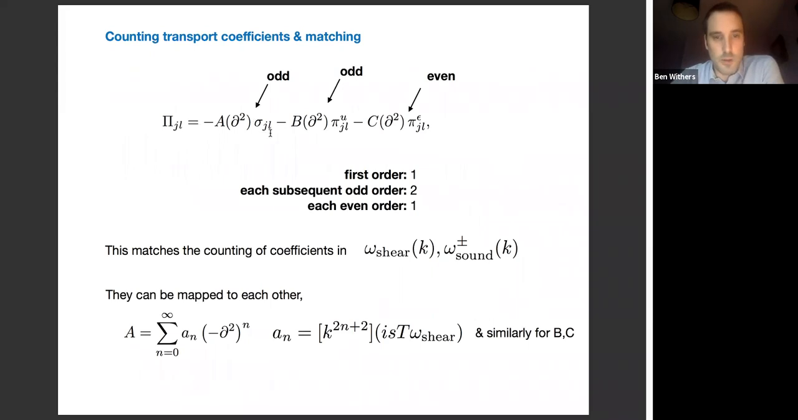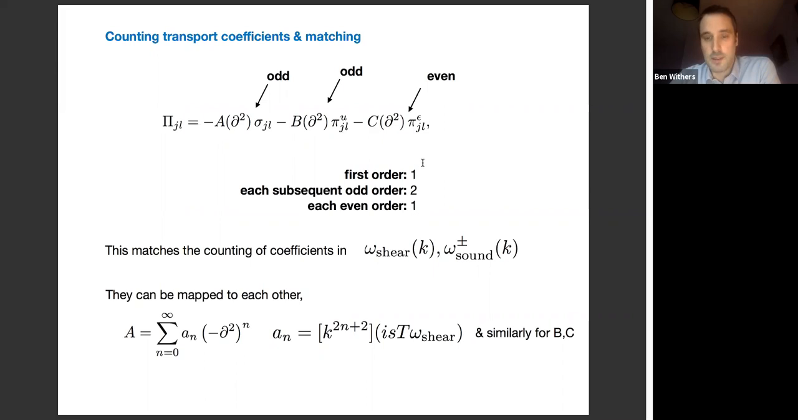Well, we know that this has 1 derivative, so this contributes to odd orders. This has 3 derivatives, so this contributes to odd orders. And this has 2 derivatives, and this contributes to even orders. And so at first order, you find there's only 1 transport coefficient, which is A0. At each subsequent odd order, you find there are 2, because there's A1, and then a contribution from B. And then at each even order, you have 1, which are the C's.